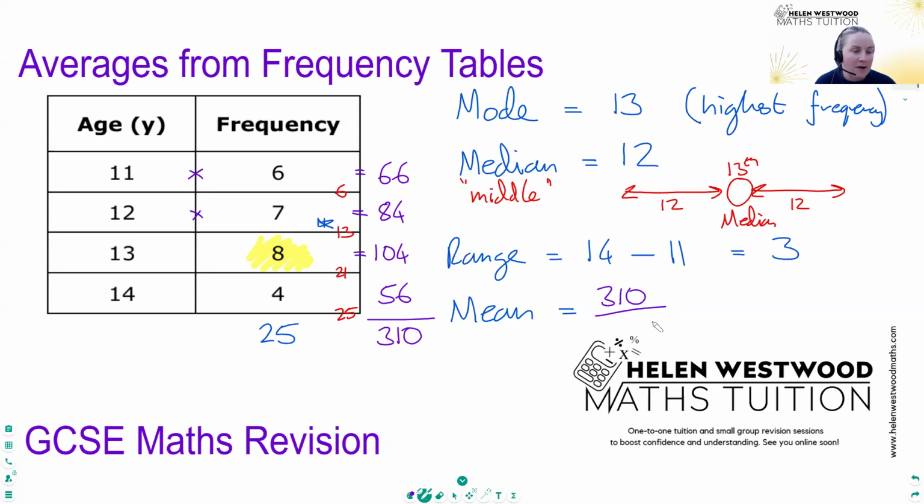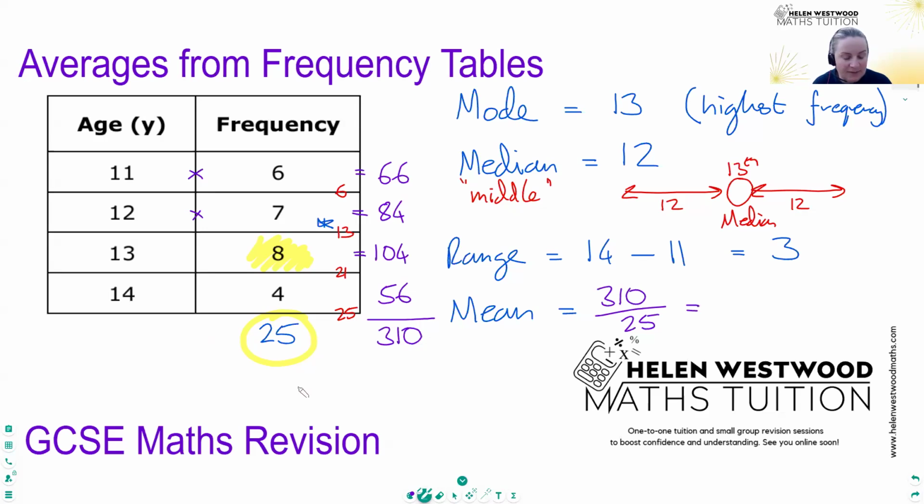And then we need to divide by how many. Now, be careful not to fall in the trap of dividing by 4 because you can see 4 rows in the table. We need to divide by 25. If you did 310 divided by 4, you'd get a mean of 77, which doesn't seem a very good average based on the data we've got here.